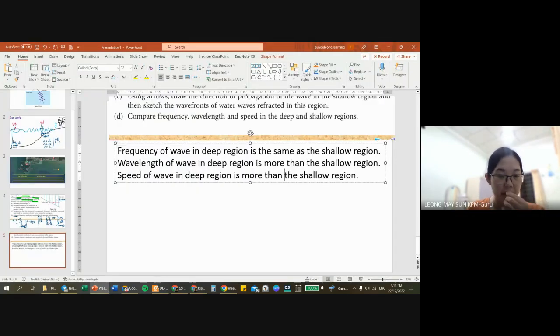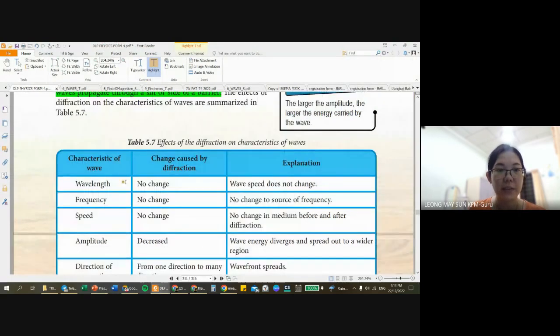So back to the notes here. For diffraction of waves, the wavelength doesn't change. Frequency doesn't change because the source doesn't change. The speed depends on the wavelength and the frequency, so there's no change because frequency and wavelength are still the same. The medium is also the same. Amplitude decreases.